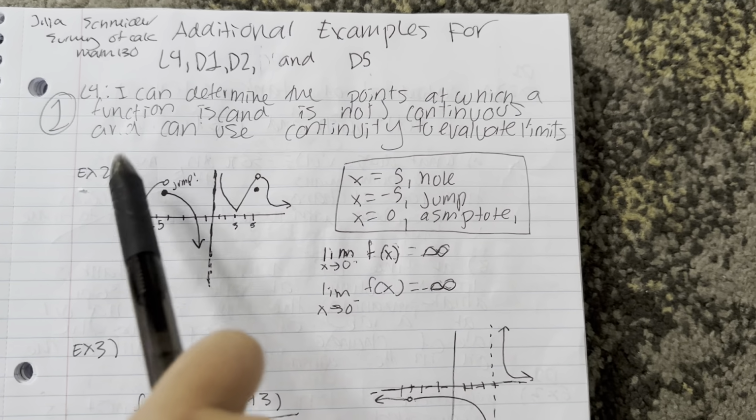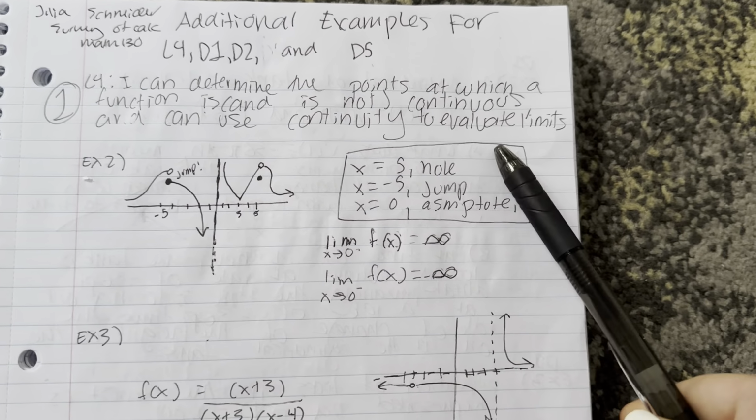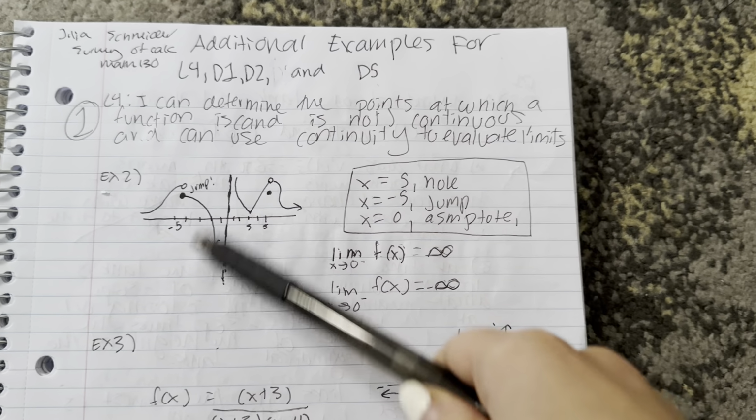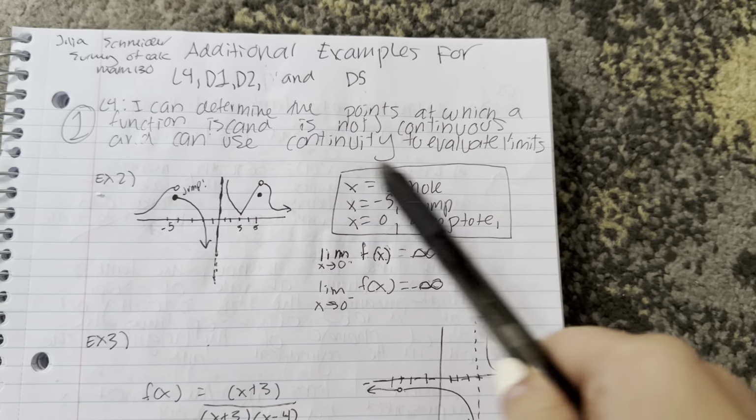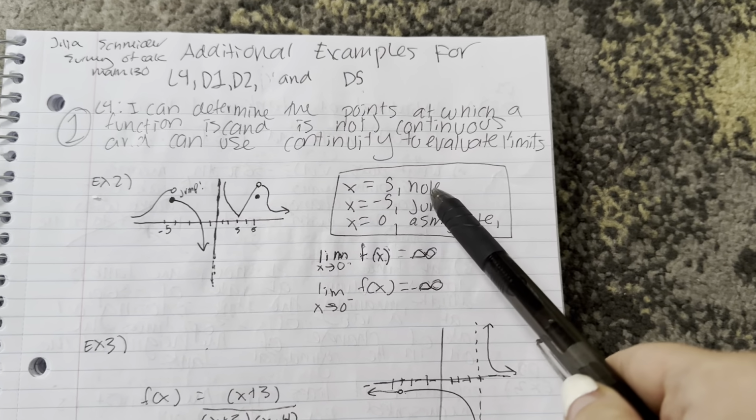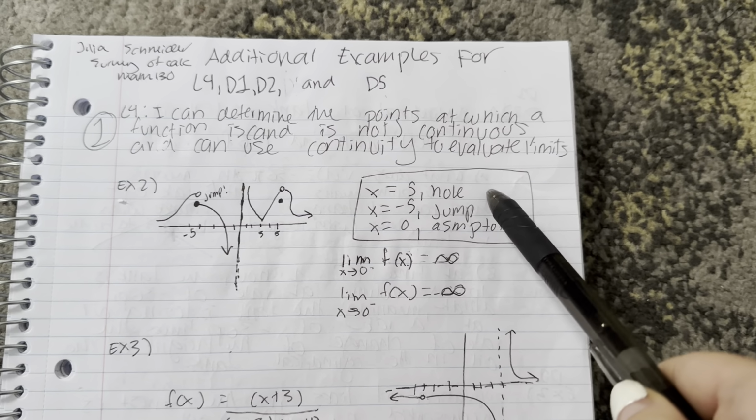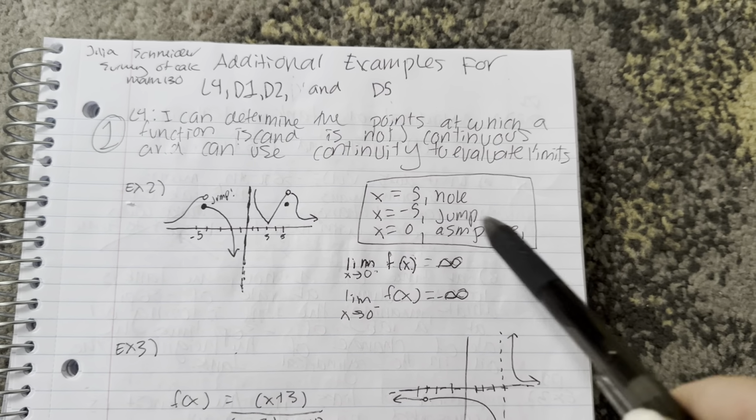The first learning objective says, I can determine the points at which a function is and is not continuous and can use continuity to evaluate limits. We have our graph here. We have our values at which the function is not continuous here, as well as the explanations.